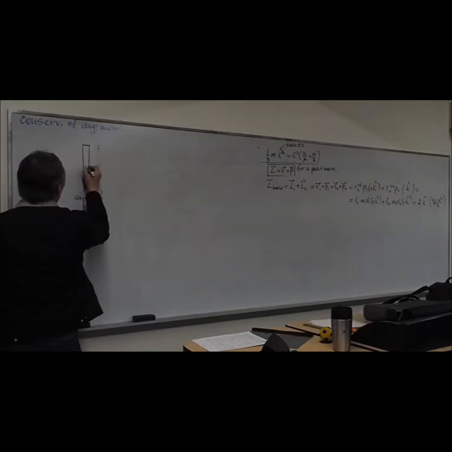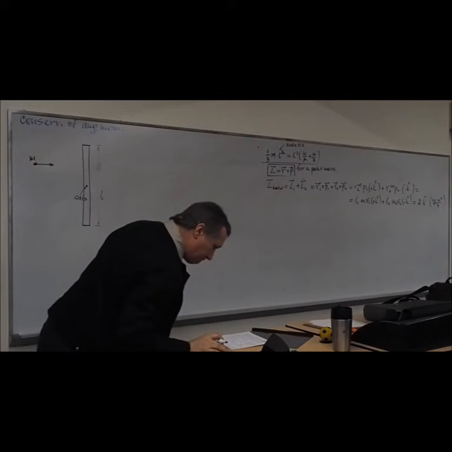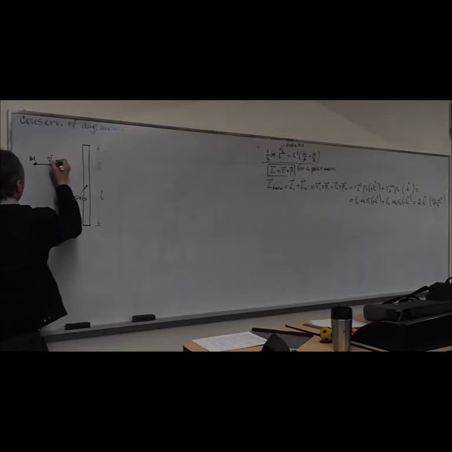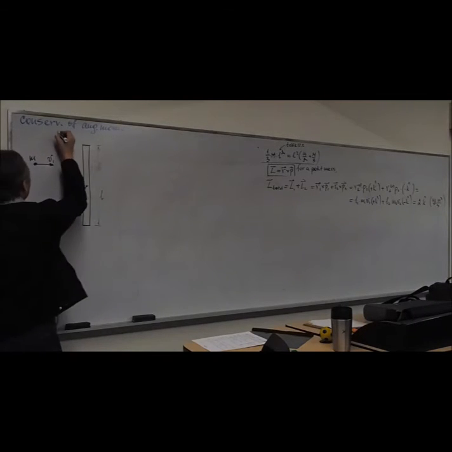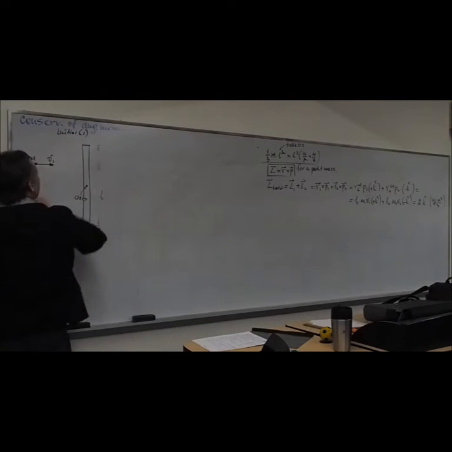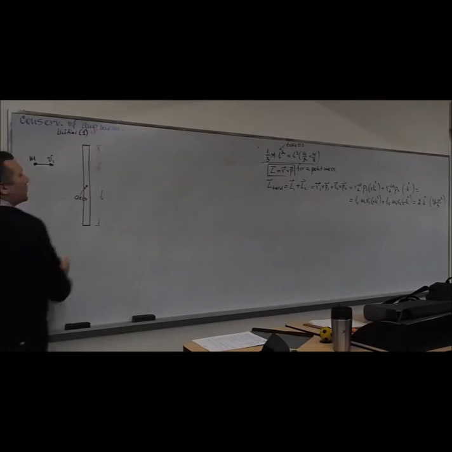Here comes a bullet, right? Mass m, which moves with velocity v1. So this is the initial situation, right? Let me write, it's the initial situation, and I will label it as situation 1. Right. Situation 1.